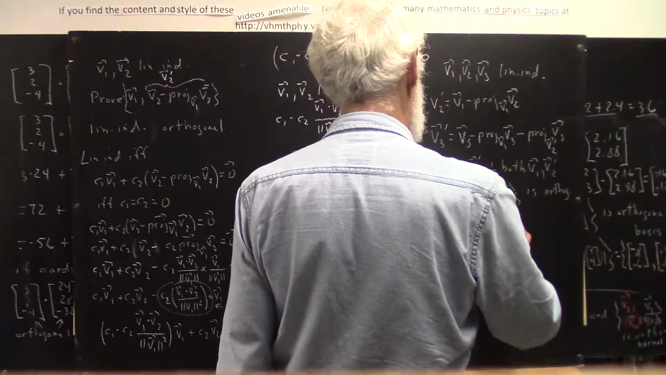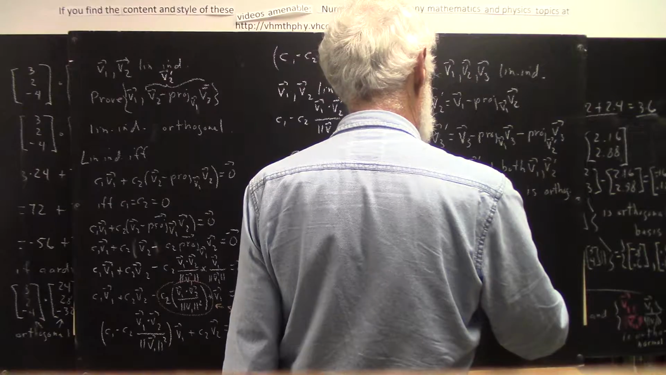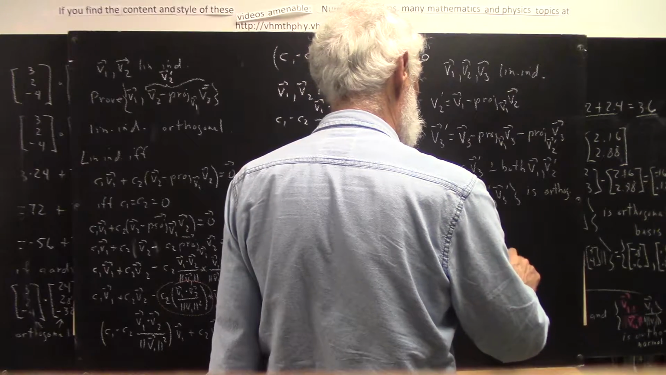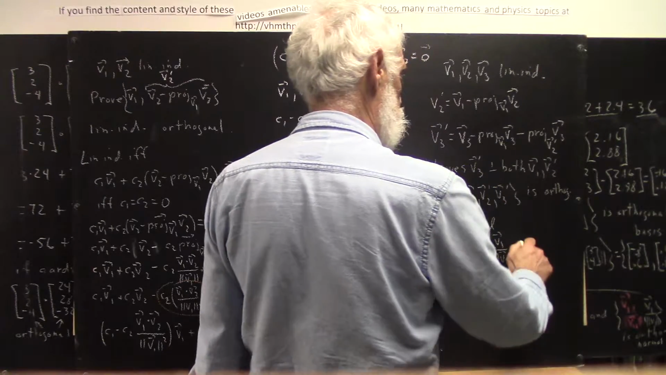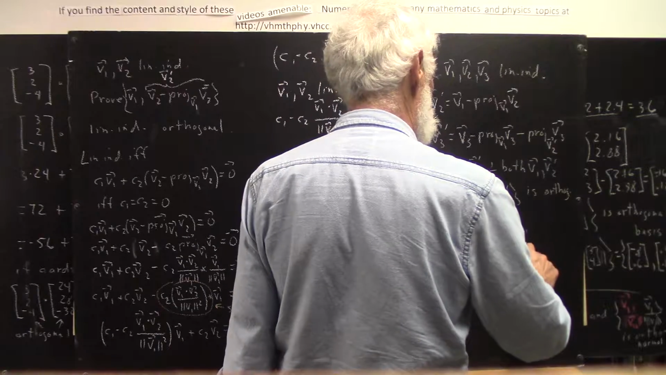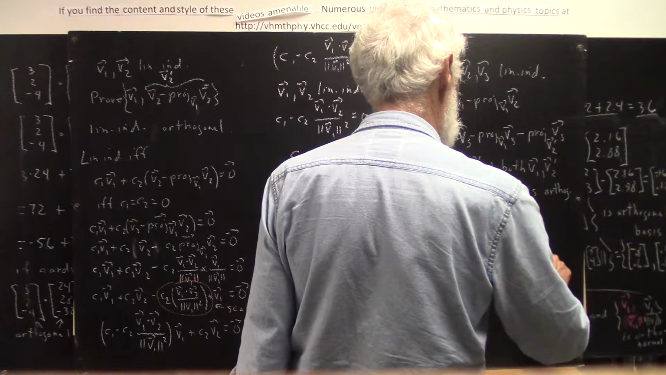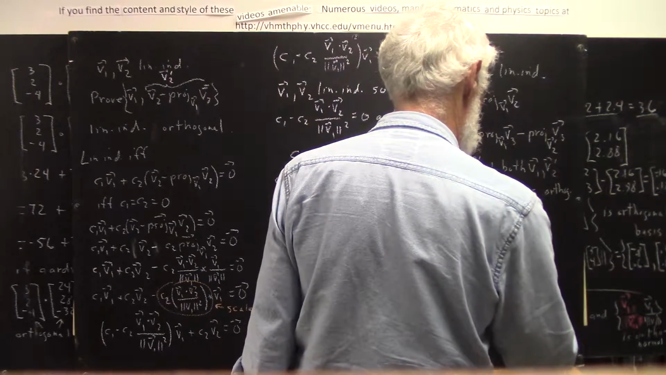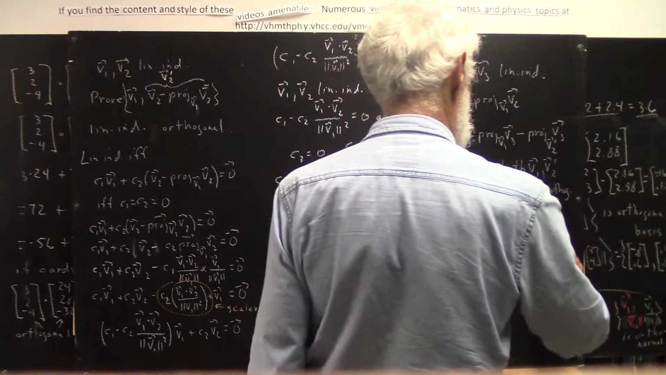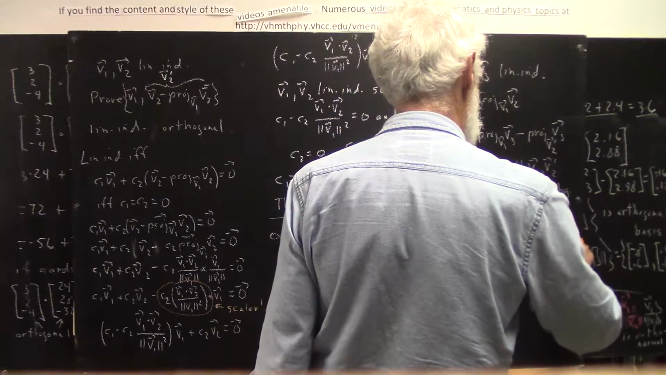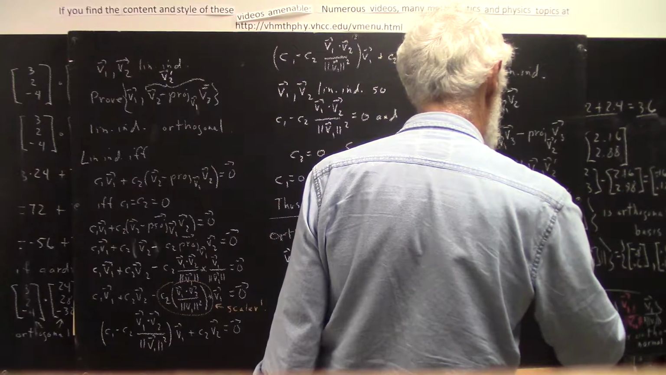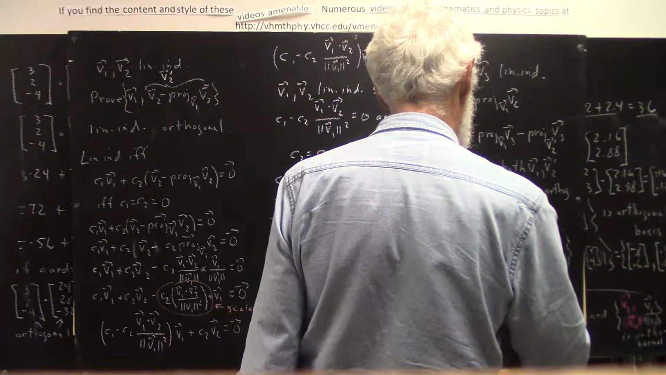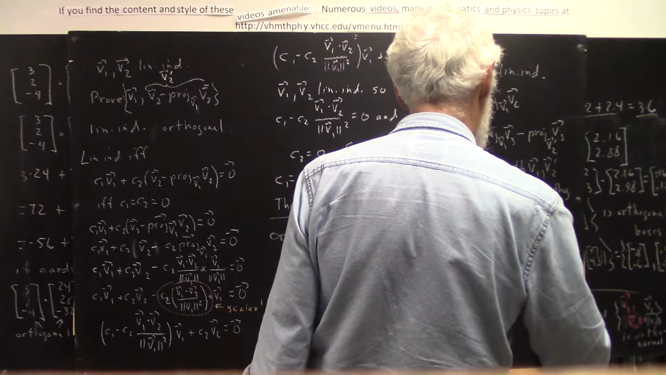and as a bonus, the set V1 over magnitude of V1, V2 prime over the magnitude of V2 prime. My commas and my absolute value signs are kind of getting blurred here. And V3 prime over the magnitude of V3 prime. And this is orthonormal.